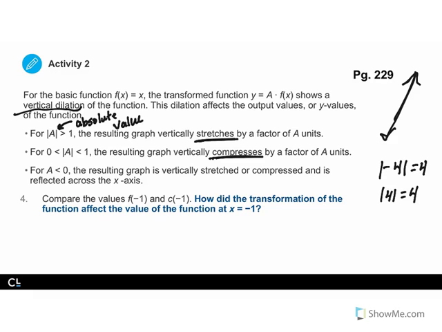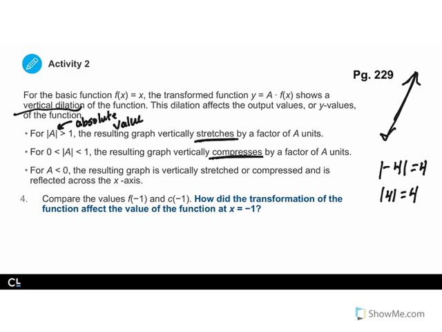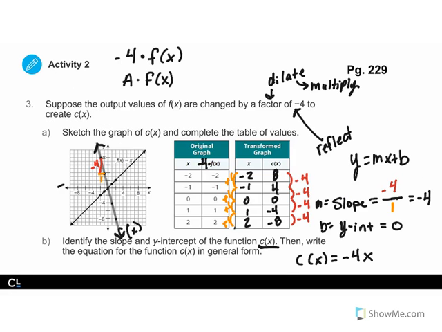If a is less than 0, that means it's going to be negative. For example, our 2/3 would be like -2/3. If we had -2/3 or anything less than that, then the resulting graph is vertically stretched or compressed and is reflected over the x-axis. So if you look at this last one, we had -4. That vertically stretched it. It also flipped it over that line that we talked about.